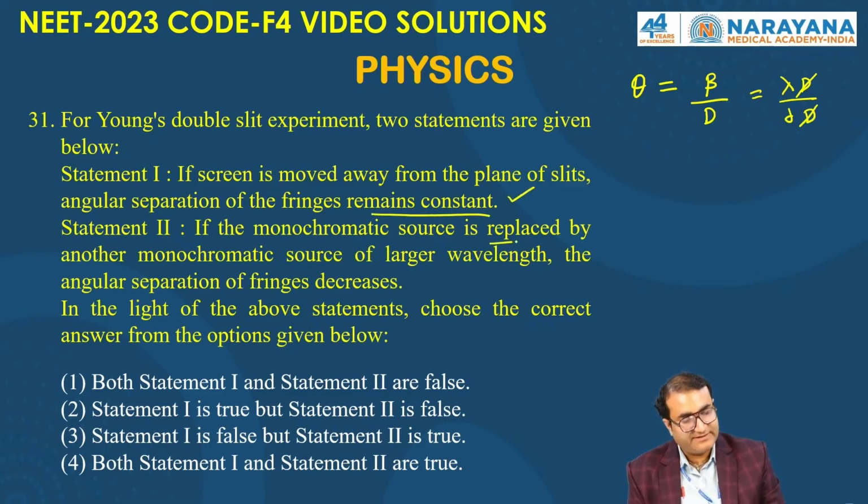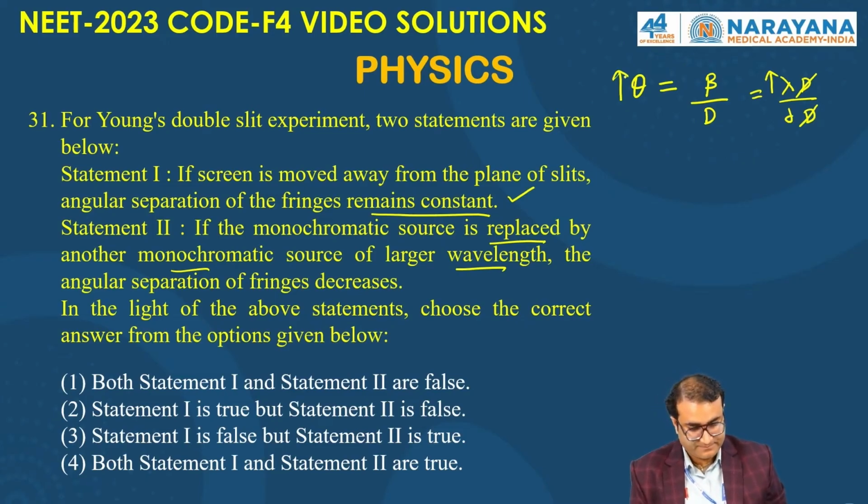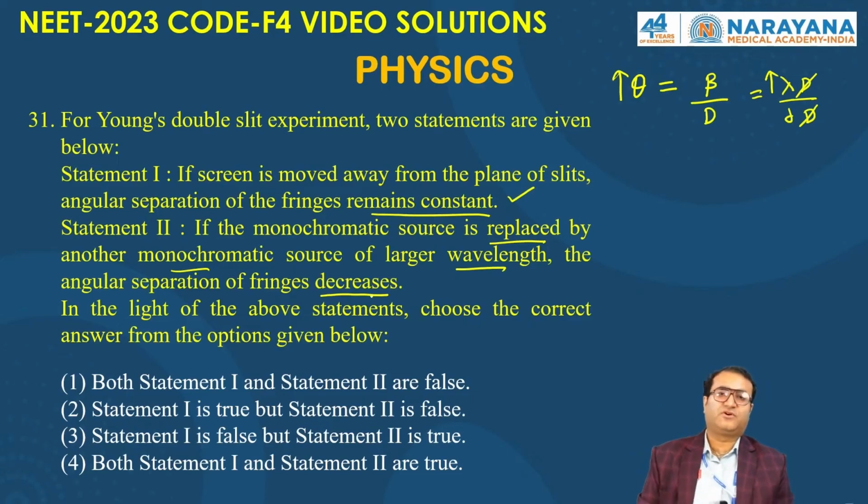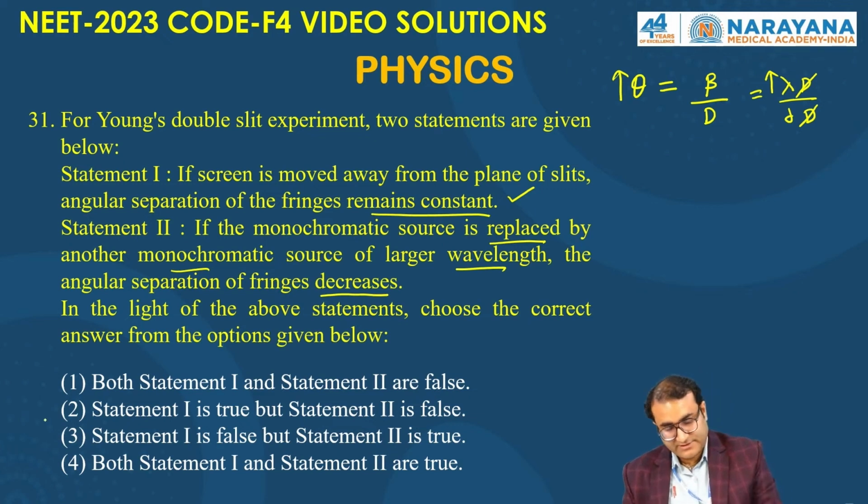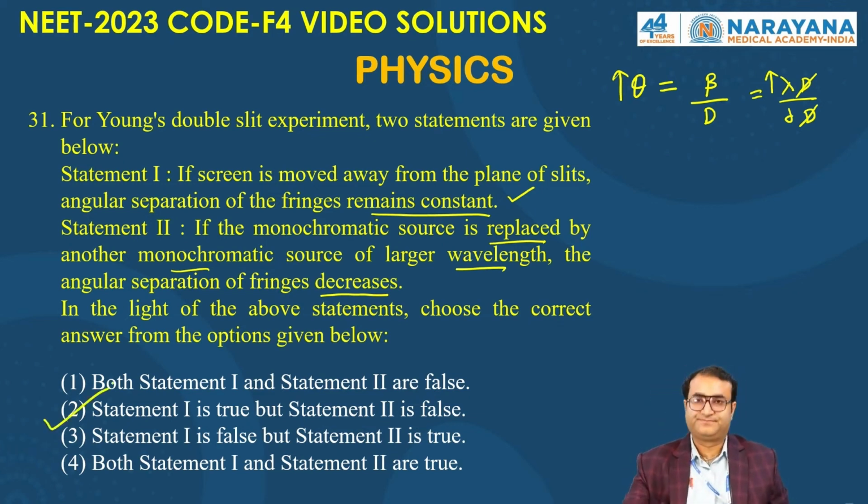If monochromatic light is replaced by monochromatic light of larger wavelength, if you are going to increase the lambda, angular fringe width is going to increase here. So separation between the fringes will decrease is wrong. So first option is correct. Second option is incorrect. Question number 31, we'll go with the second option here.